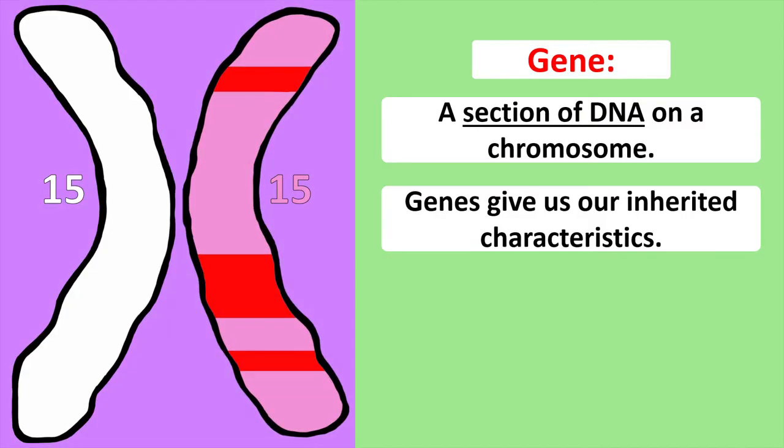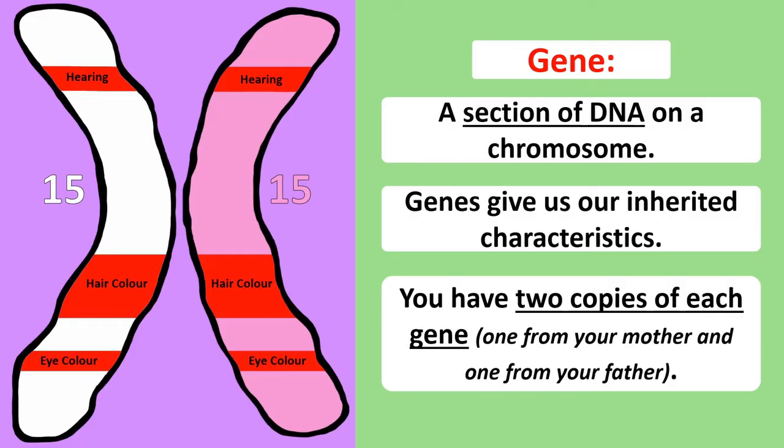We'll highlight some genes on the chromosome 15 you received from your mother. You can see that there are 3 genes highlighted in red on this chromosome. One gene controls your ability to hear, another gene controls your hair colour, while another gene controls your eye colour. At the same location on the corresponding chromosome from your father, you received genes that control the same traits. This means that you have 2 copies for each of your genes.